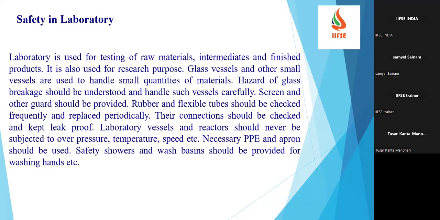Necessary PPEs and an apron should be used. The safety showers and wash basins should be provided for washing hands. This is also another requirement. We should check the connections, and we should not over pressurize the reactors or subject them to excess temperature. Then we should use proper PPEs while handling these chemicals, and the safety showers and wash basins should be provided for washing hands. That is also a major, critical requirement inside the laboratories.